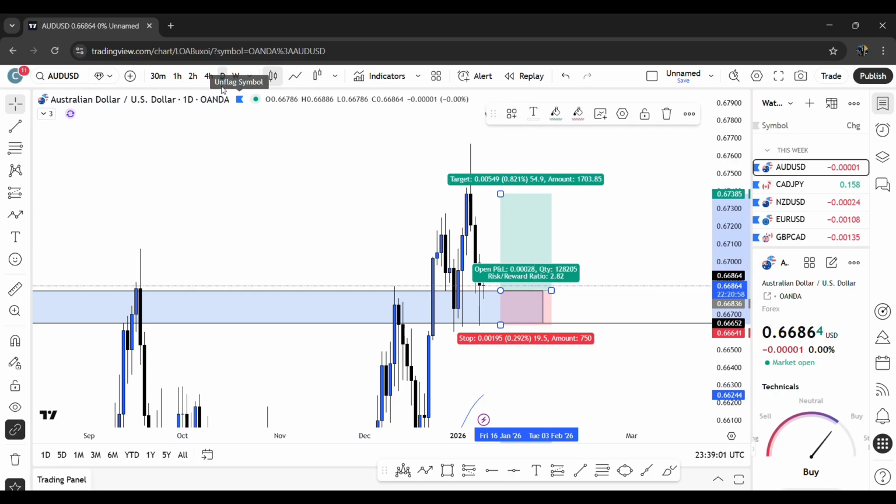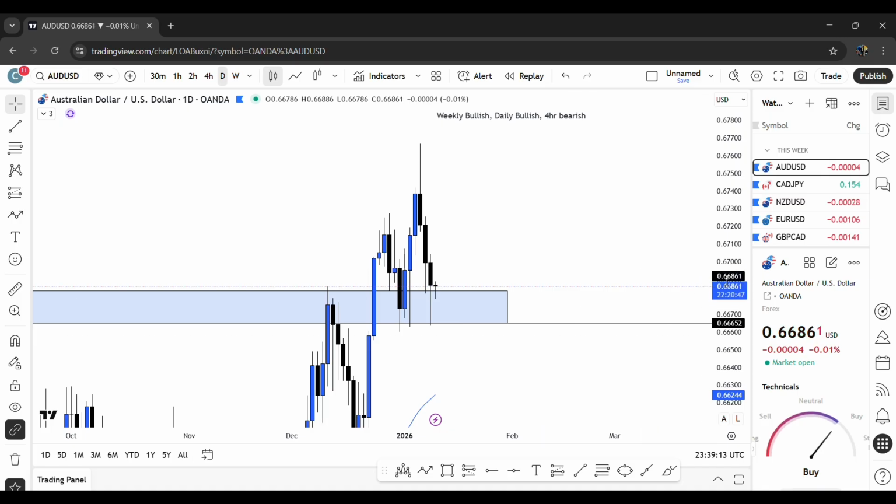So we'll see how it goes in the London session tomorrow, and we'll take it from there. That's what I'm looking for on AUD USD.